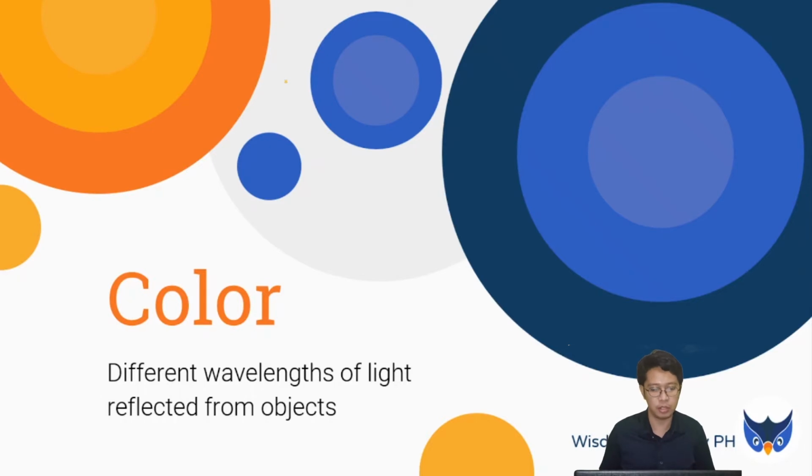And the last element that we have is color. So, color is the different wavelengths of light reflected from objects. Kung ano mang makita natin sa surroundings natin na color, yun ay mga nag-bounce off na light from that object. Di ko muna to i-elaborate kasi i-discuss din naman natin to sa susunod na chapter.